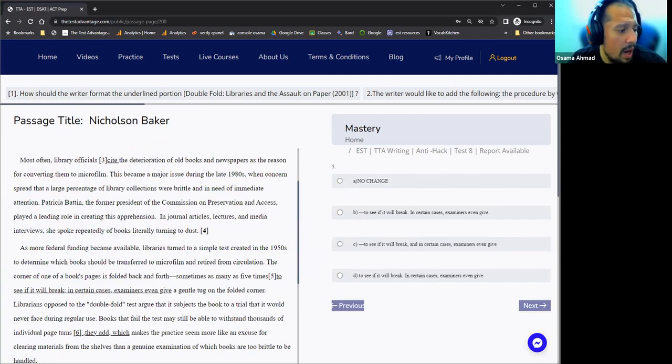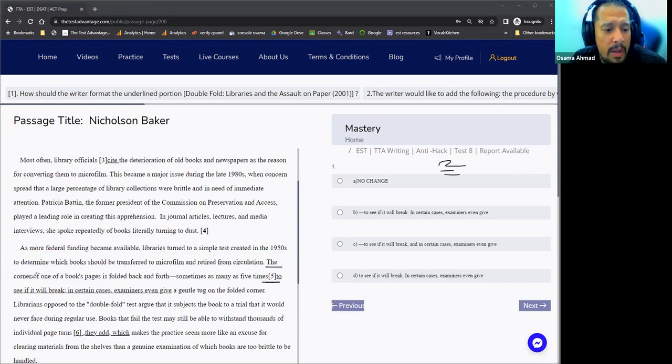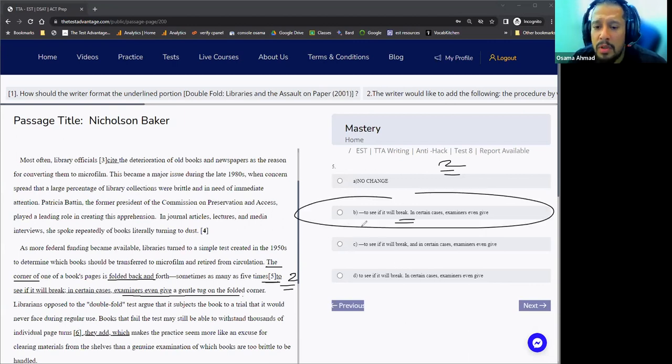Question number 5. This one, how many independent ideas موجودة هنا في الجملة? Where is it? Number 5. How many independent ideas عندنا اتنين, right? The corner is folded back and forth. Examiners even give a gentle tug. We have 2 independent ideas. فأفضل إجابة أعتقد كانت إجابة B. نحط period ما بين 2 independent ideas, صح؟ وبرضه كان في double dash. ممكن تركزوا على double dash, ممكن تركزوا على independent ideas.